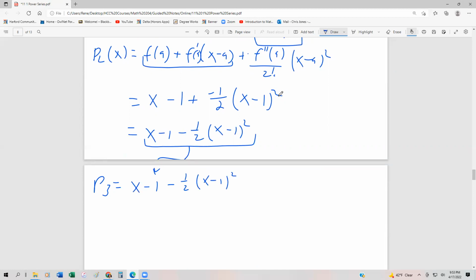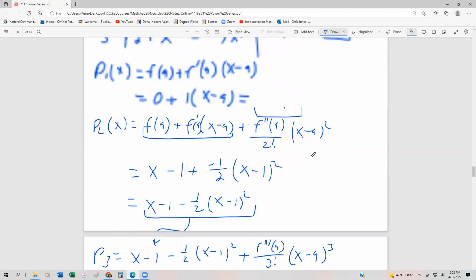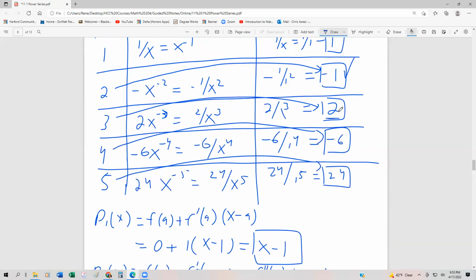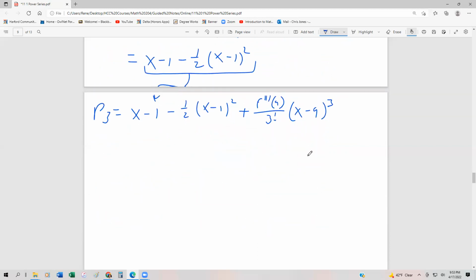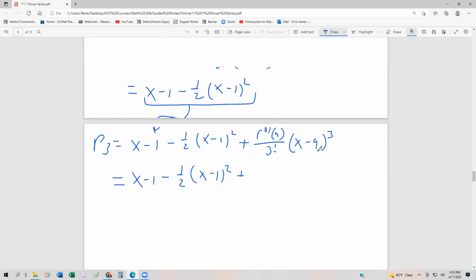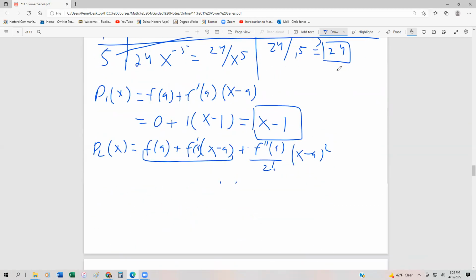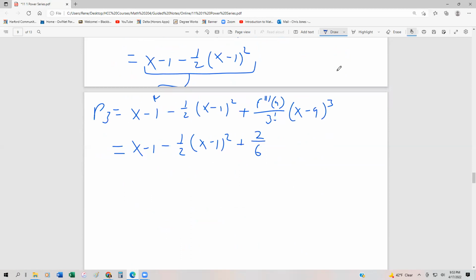And then since we're on the third derivative, that's going to be plus f triple prime at a divided by 3 factorial times x minus a cubed. We know f triple prime is going to be 2, we know that 3 factorial is 6, and we know that a is 1. So another way to write this is x minus 1 minus 1 half x minus 1 squared plus, remember f triple prime was 2 right here, so that's 2 over 6 times x minus 1 cubed. And we know 2 over 6 is just a third, so that's 1 over 3.